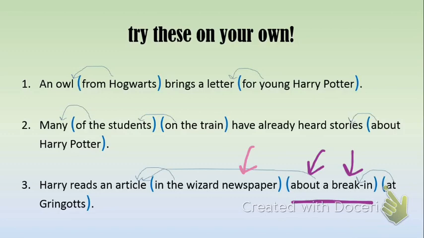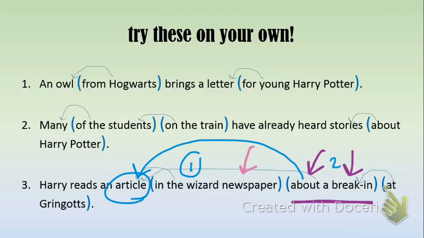So this adjective phrase is describing the noun over here. So article actually has two different prepositional phrases describing it. It's an article in the Wizard newspaper. It is also an article about a break-in. So that rule about the adjective phrase must follow the noun that it's describing, it still applies. It's just that this noun article has two different adjective phrases describing it, and since you can't stack them on top of each other, you have to put them consecutively in order.